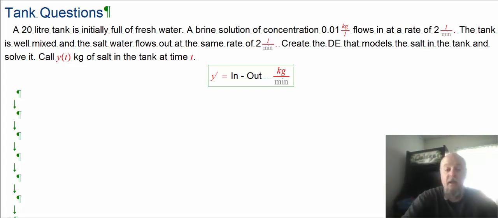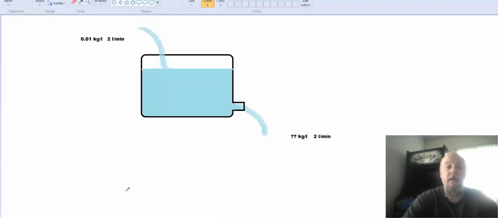Now, if I stop here, I made a picture in Paint to show you. If I say it's 0.01 kilograms per liter at 2 liters per minute, and I ask you how many kilograms per minute are coming in, you'd say 0.02. How did you get that? Well, it's 0.01 kilograms per liter times 2 liters per minute. The liters on the bottom of the kilograms per liter cancel with the liters on the top of the liters per minute. And anyway, the inflow of salt is 0.02 kilograms per minute.